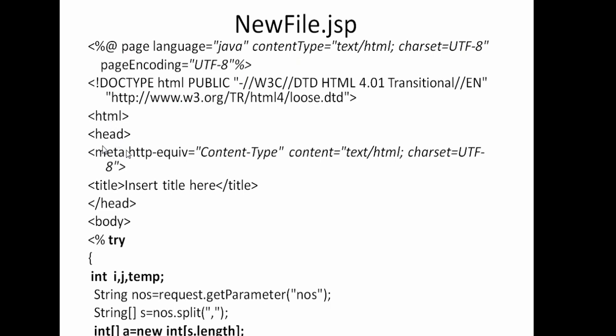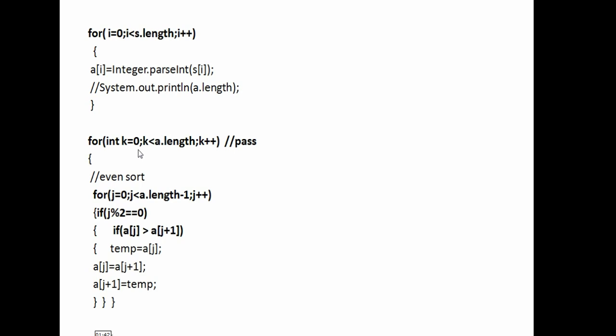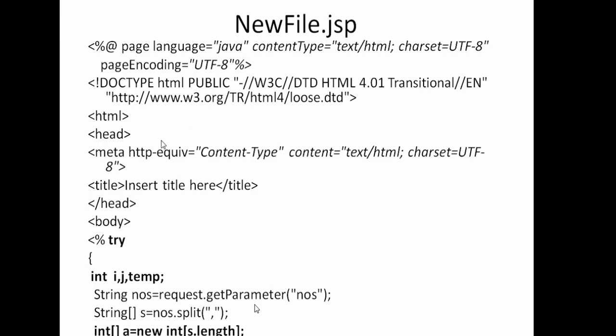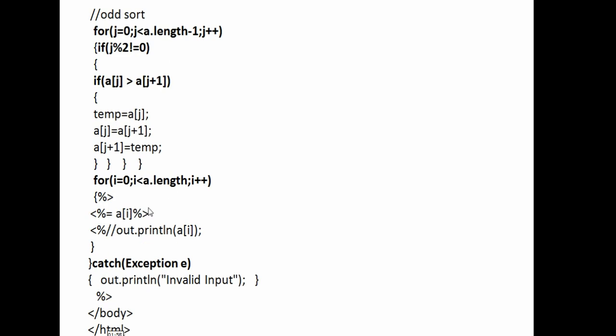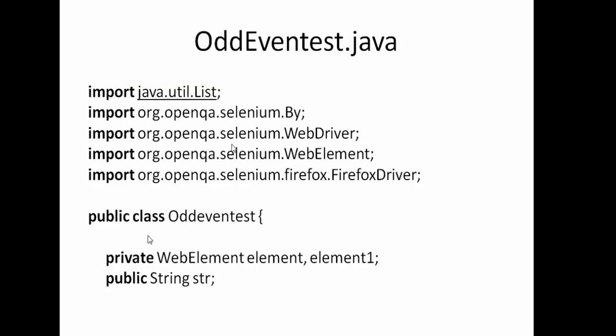In the HTML head section, I'm declaring the meta information, which gives the HTTP-equiv content type, with content text/HTML and UTF-8. Then in the body section, I have written the logic that we are getting this request from the previous HTML page, and that request will have numbers that are sent as a request parameter with the get parameter NOS. Since this is a string type, we have written logic to convert this string to integer, and for sorting we have written an odd sort and even sort.